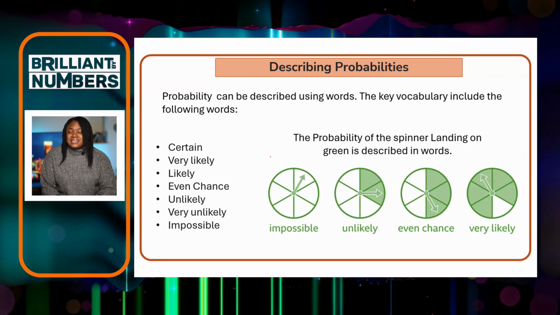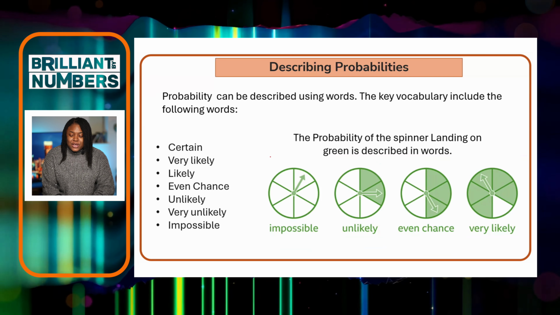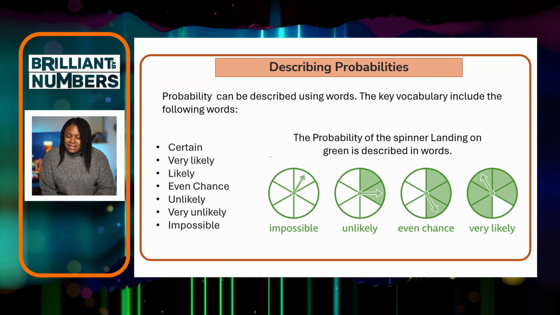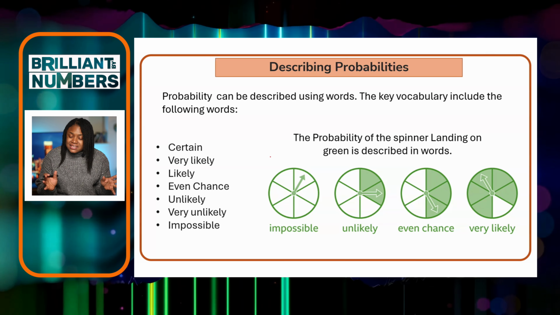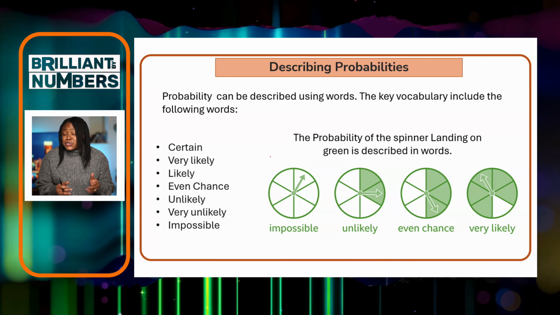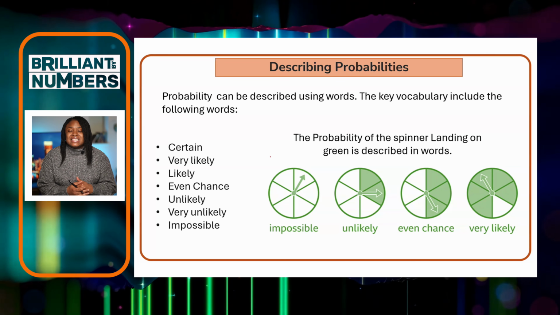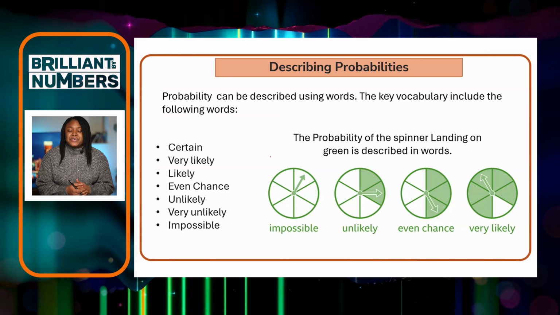Now, diagrammatically, this is what it looks like. The probability of a spinner landing on green is described in words. On the first diagram, we can see there is absolutely no sector that is shaded green. So it is impossible to get green on this spinner.